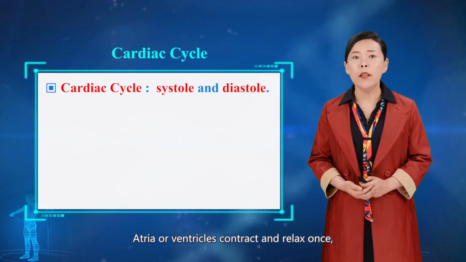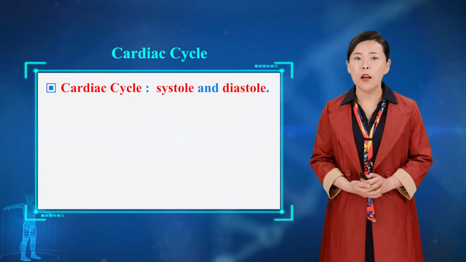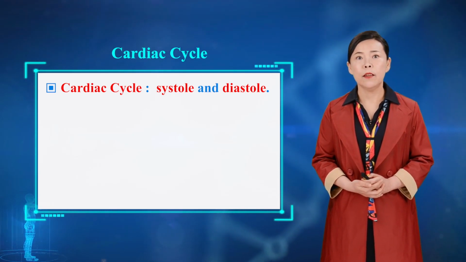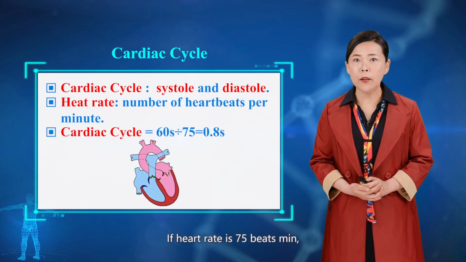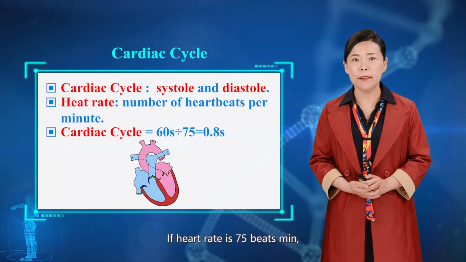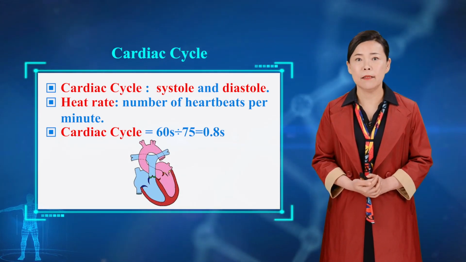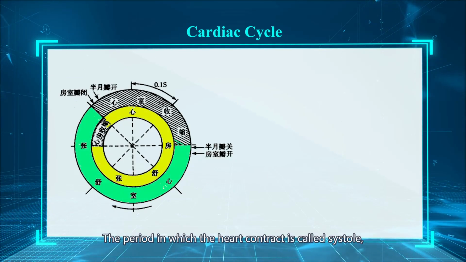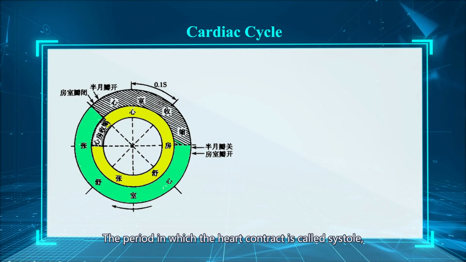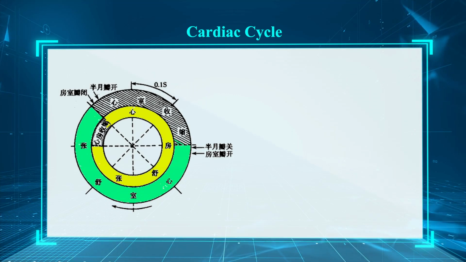Atrial or ventricle contract, relax once, form a mechanical cycle called cardiac cycle. It's in inverse proportion to heart rate. If heart rate is 75 beats per minute, cardiac cycle is 0.8 seconds. How is the time allocated in the cardiac cycle? The period in which the heart contracts is called systole, while the heart relaxes is called diastole.